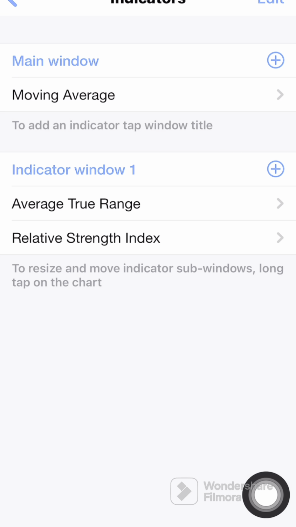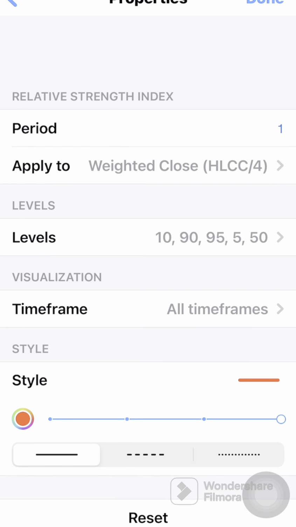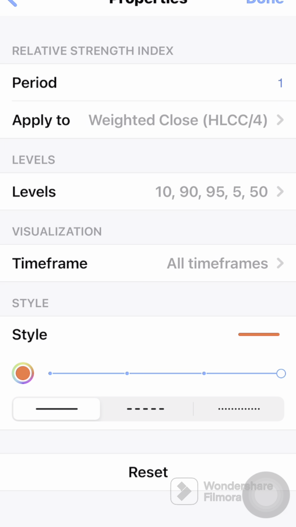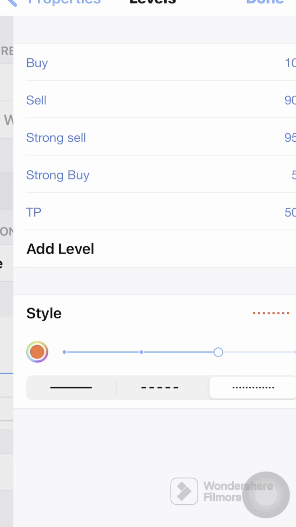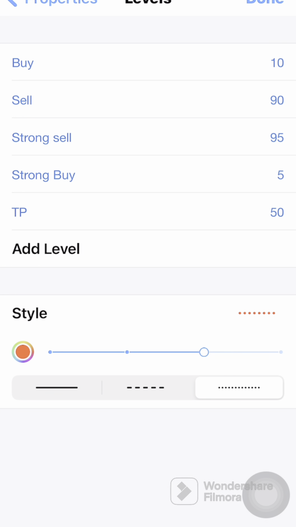Then in indicator window 1, we have only 2 indicators, the RSI and the average true range. So what are the settings for the RSI? The RSI settings are period 1, apply to weighted close HLCC/4, levels. We have 5 levels. We have the 50 level, which is the center level.